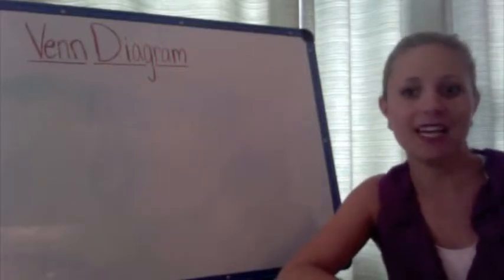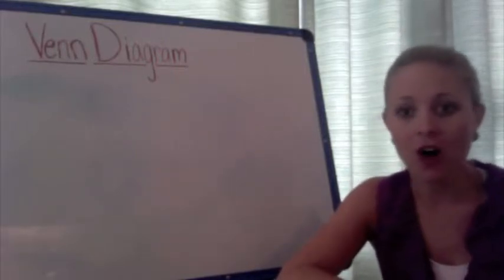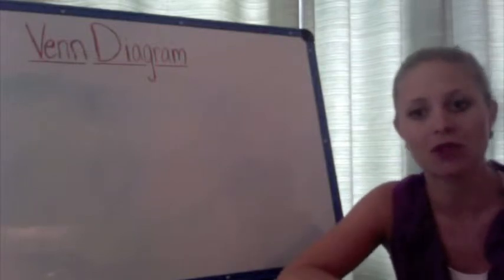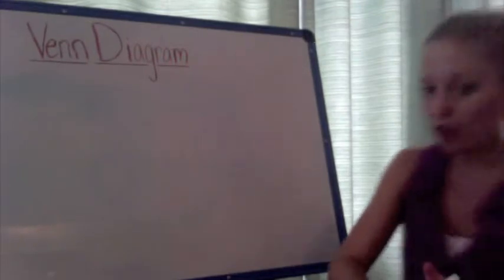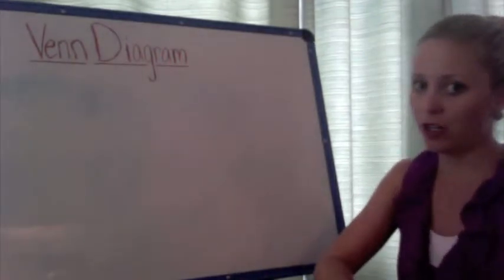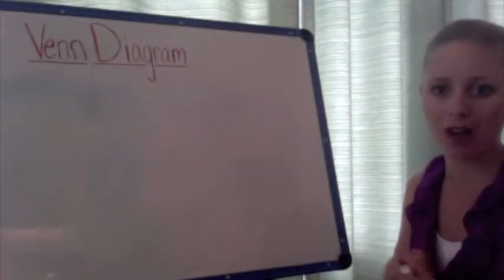So what does a Venn diagram do? What does it look like? It's simple. All it is is two circles that we're going to make overlap, like this. You take your circles, and we all know that we're not all good at making perfect circles, but that's okay because this is just for us.